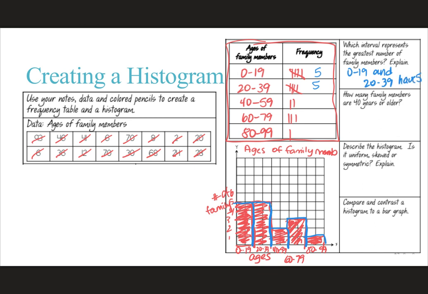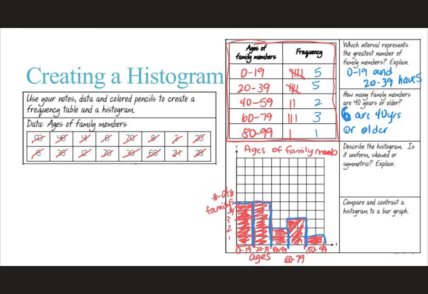All right, how many family members are 40 years or older? Well, here's 2, and then 3 more is 5, and 1 more is 6. So 6 family members are 40 years or older. That's a 6.